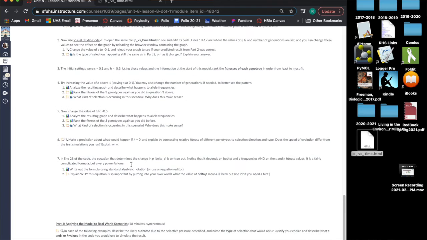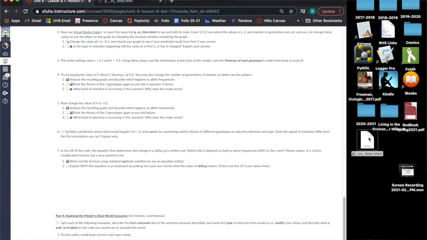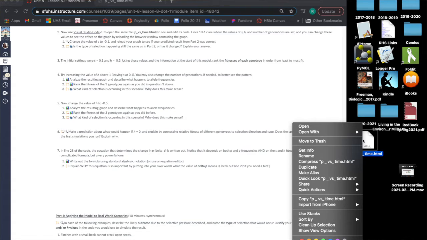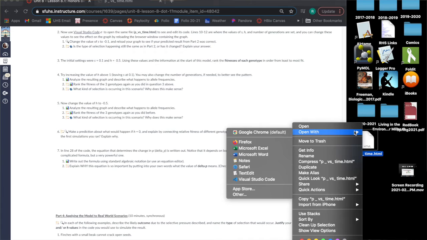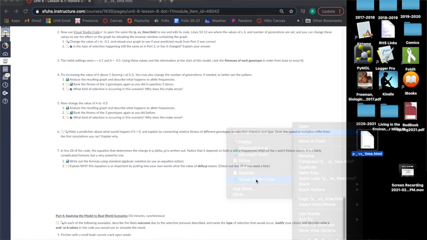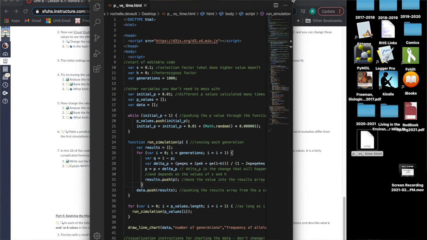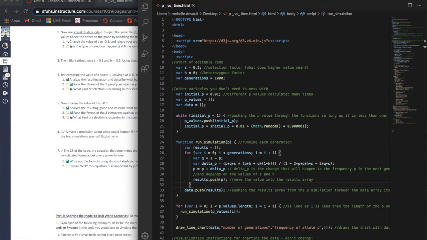So now we want to use a visual code editor where we actually see the code to open the same file and see and edit its code. So this is going to be a little tricky. You have to go to your file, right click on it and hit open with. You can open with TextEdit. I don't think that's great because it doesn't show you clear colored differences between the lines that you've written. So instead I'm going to go to Visual Studio Code. This is the program that I use. It's free. I recommend it. And that's going to show you the whole code that we've written here that allows for this graph to be generated.